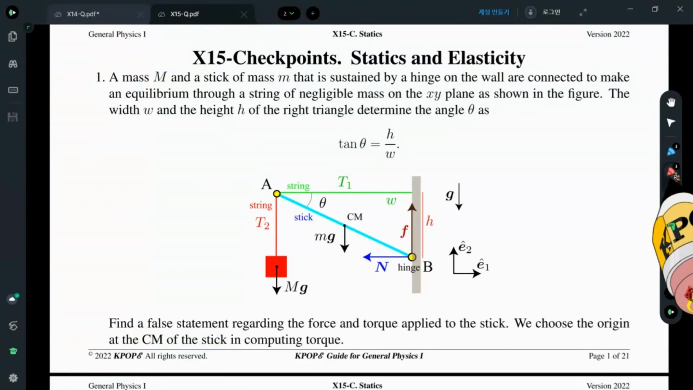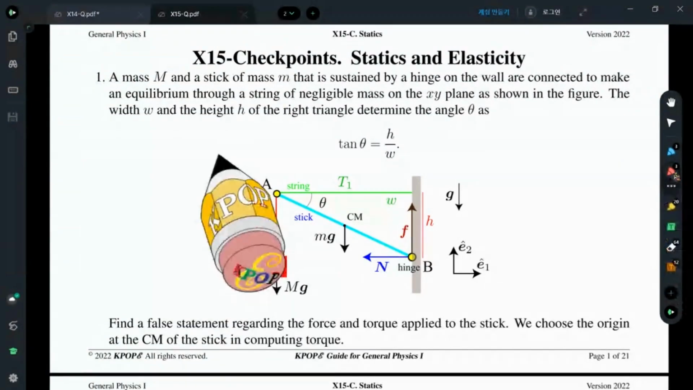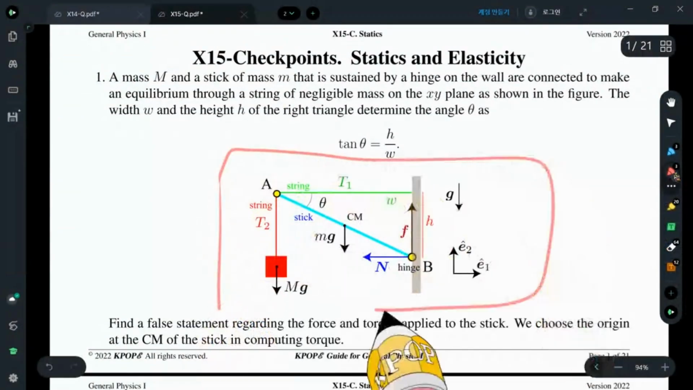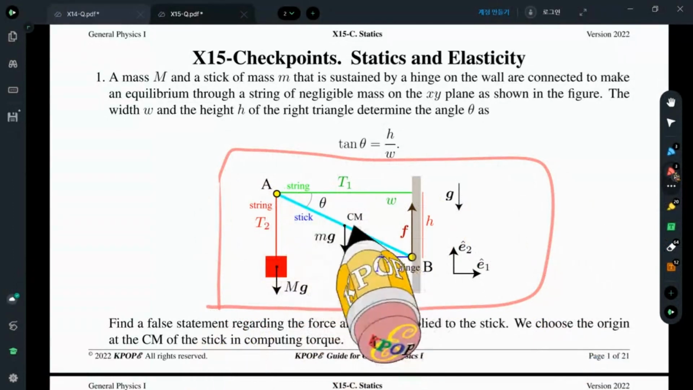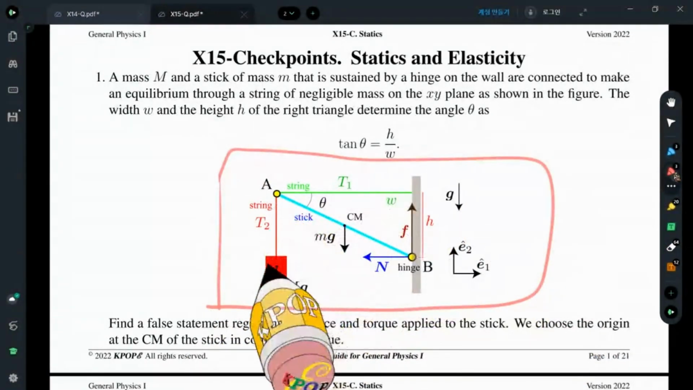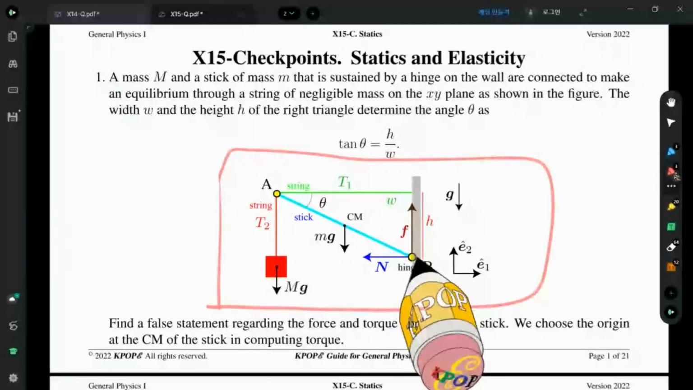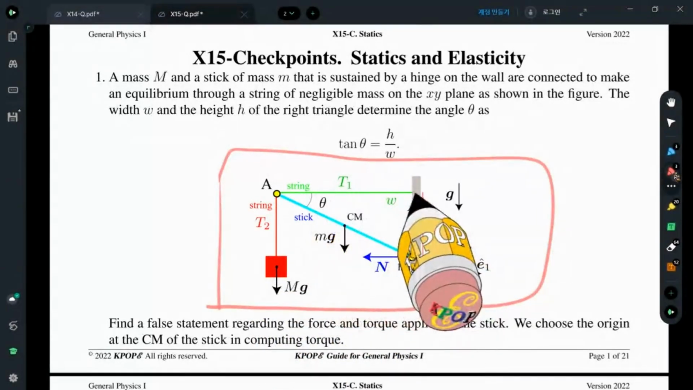X15 is for statics and elasticity. Let us consider the equilibrium of a composite system. There is a stick, and these are strings, and there is a mass, there is a hinge, and the string is attached to the wall.